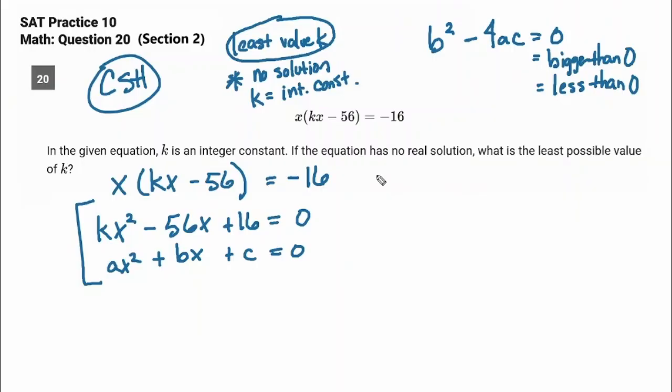So b squared minus 4ac, write it down here, and then just plug and chug. It's negative 56 times negative 56. That's obviously going to be positive.